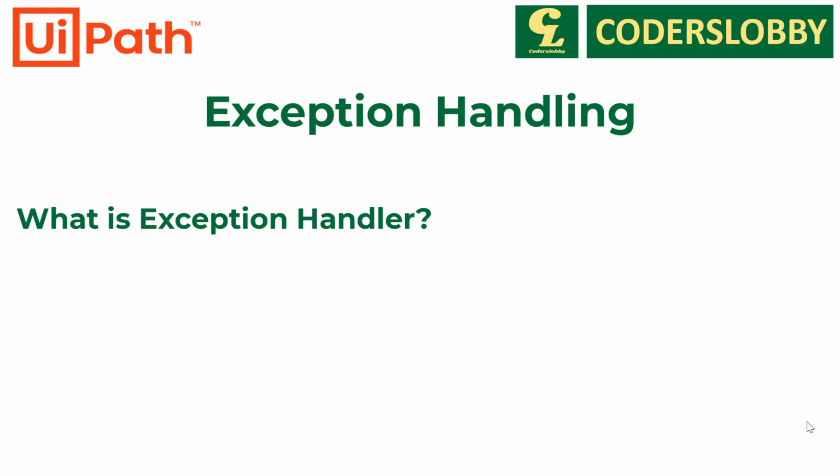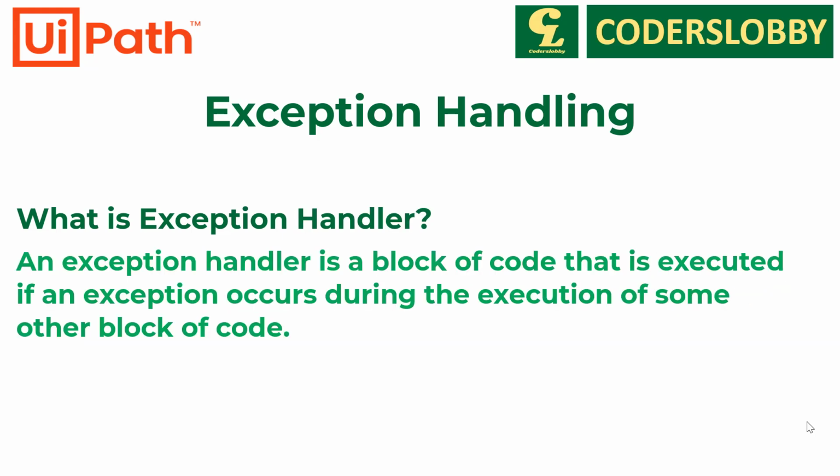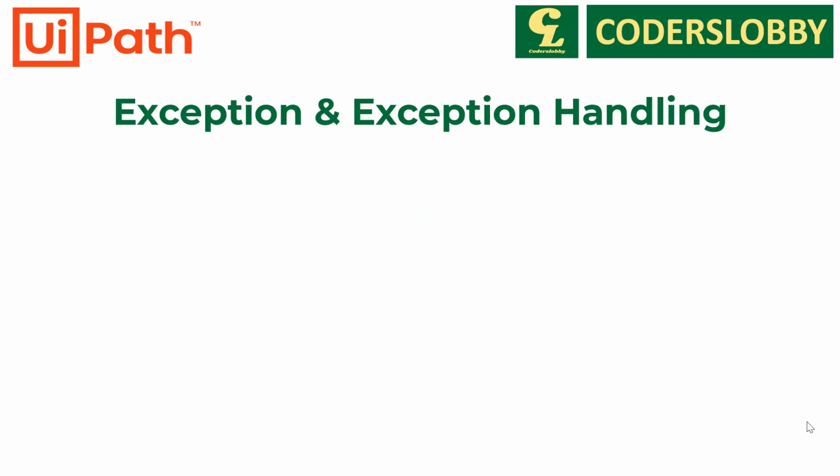What is exception handler? Exception handler is a block of code that is executed if an exception occurs during the execution of some other block of code. That means exception handler is used to handle exception and also it provides an error message when an error comes into a program. Let's understand exception and exception handling by one example.